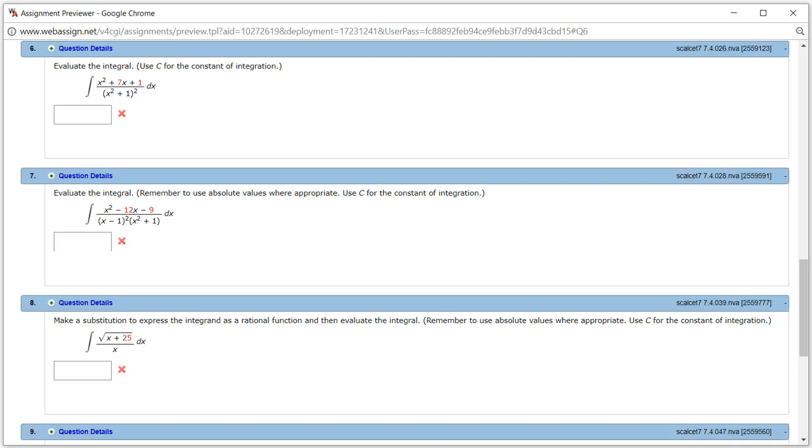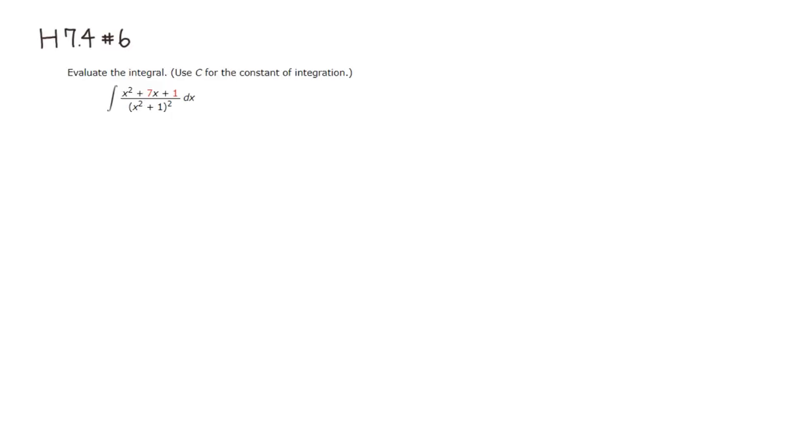Alright, let's look at the homework 7.4, problem number 6. Let's find the partial fractions. We have x squared plus 7x plus 1 over quantity x squared plus 1 squared.